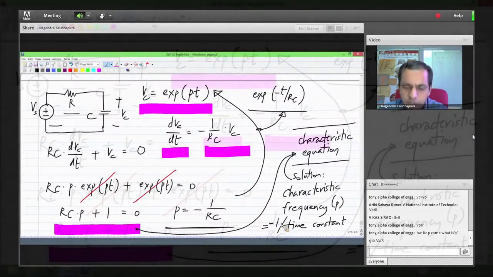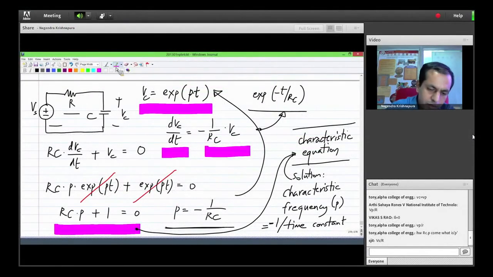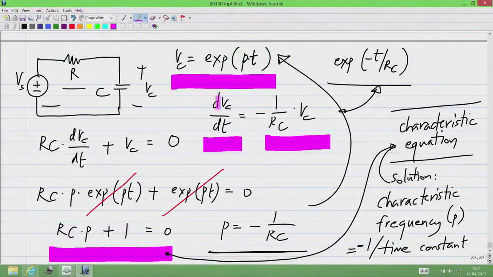Okay, there is a question of how does this p come about. See, I know that if the differential equation is of this type, that is dVc by dt is proportional to Vc, okay, basically this differential equation, I know that an exponential will satisfy it, okay, because what this is saying is the differential coefficient, the derivative, is the same as the function with some scaling factor, okay.